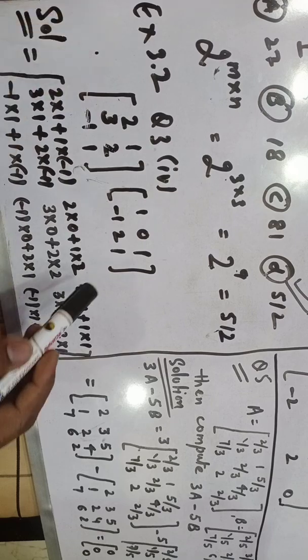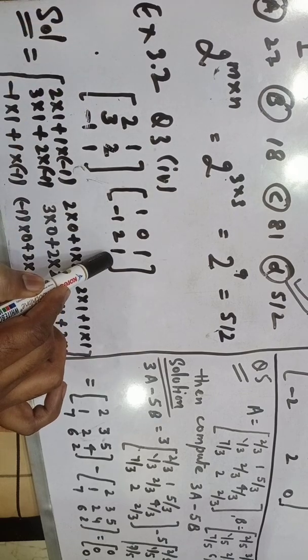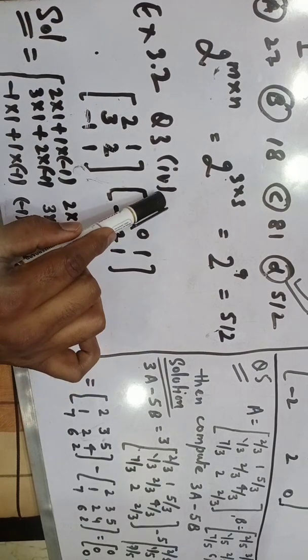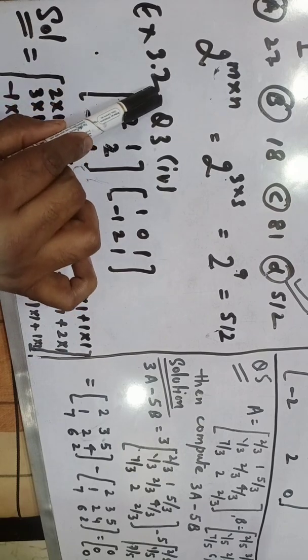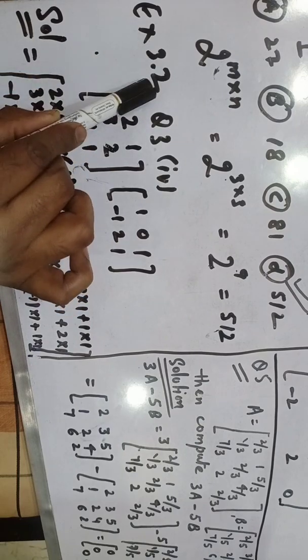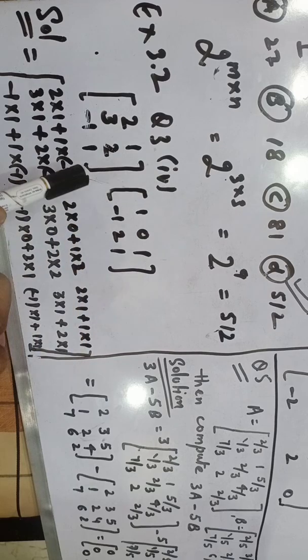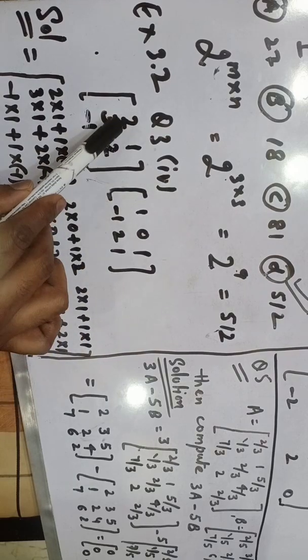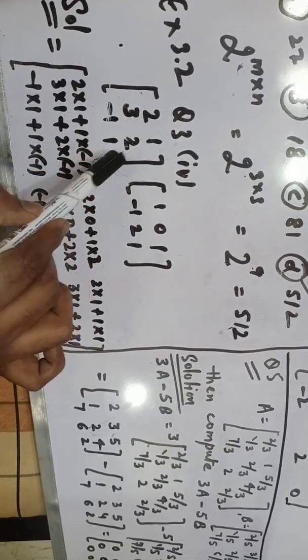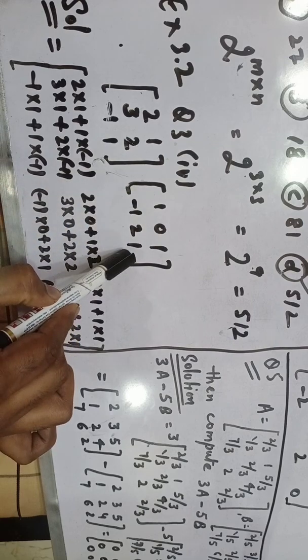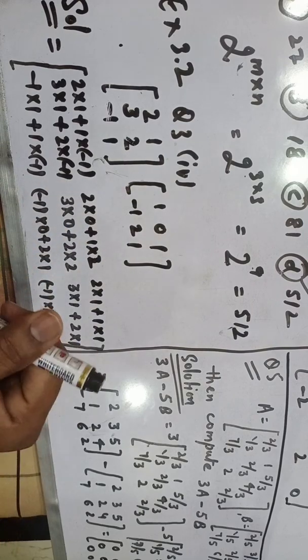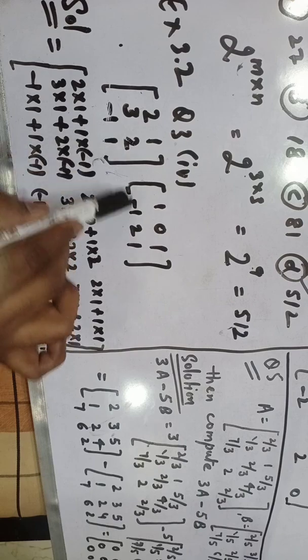I have given the concept, so I'm repeating it once again in question number 3, fourth part of your exercise 3.2. Fine, this is your exercise 3.2, question number 3, fourth part. So here is the question. The two matrices are given to us. Here are the elements of the first matrix. These are the elements of the second matrix. And we have to find out the product of these two matrices.